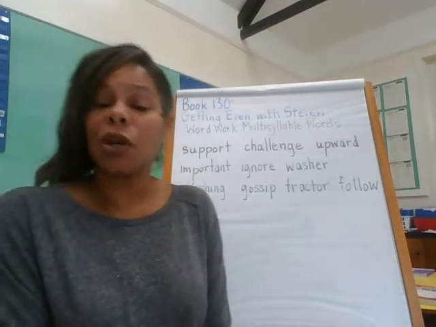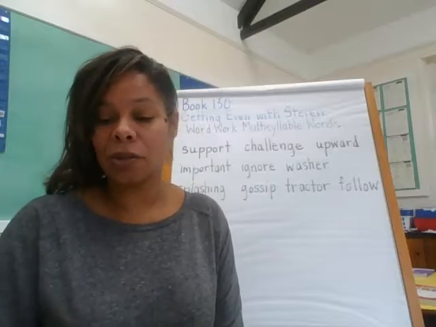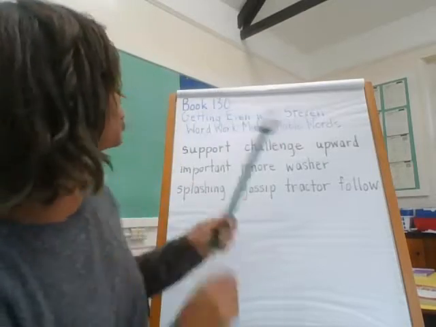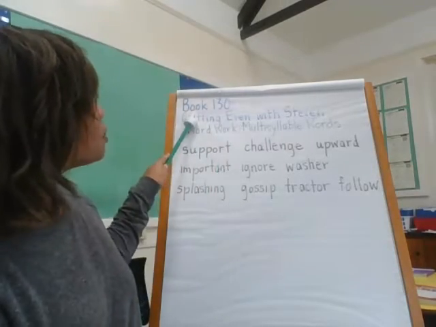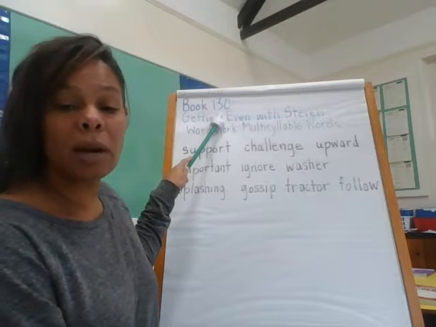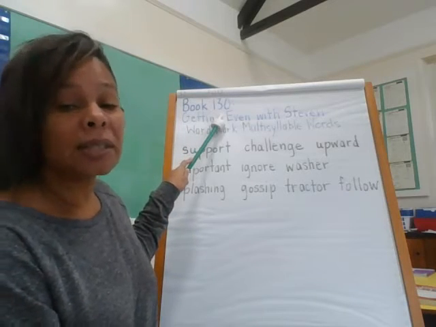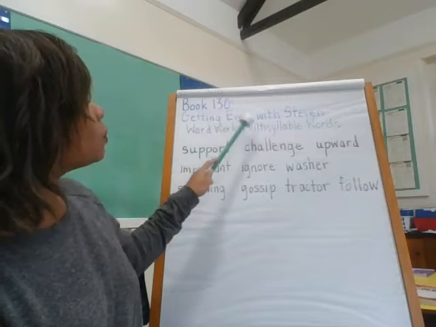So as always, turn to a fresh new page. You are going to put in the left-hand column the book and then the number. Today the book number is 130. The title of our book is Getting Even with Stephen.